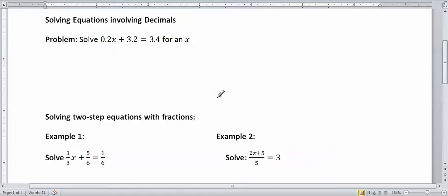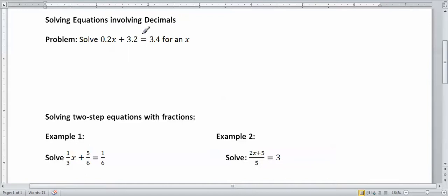Now decimals are nothing special, right? You just have to treat them like regular numbers. So I'm going to figure out what's going on with the x, try to get it by itself. In this case, the x is being multiplied by 0.2, and I'm adding 3.2 to it. As a review from yesterday, think about what you have to do first. Okay, so what you should be thinking is I have to subtract first. I've got plus 3.2.